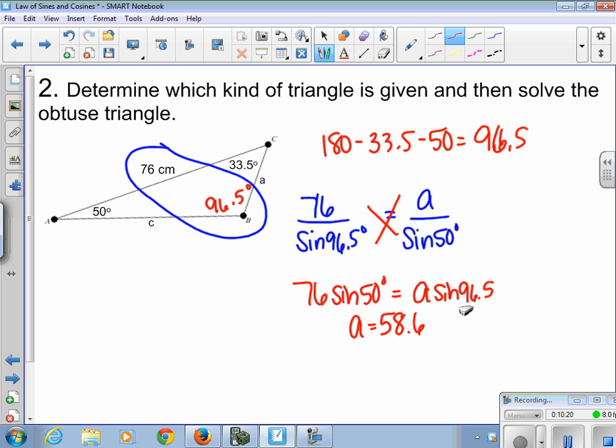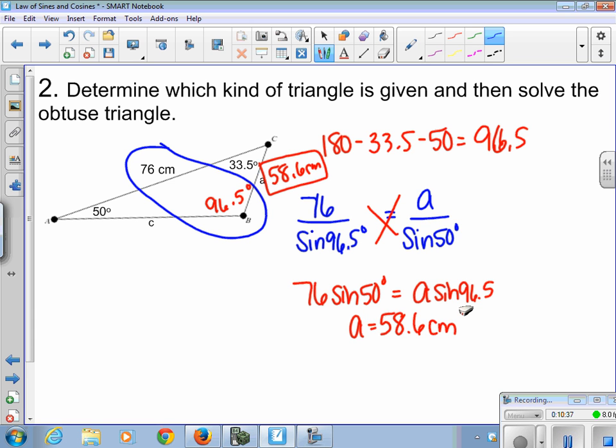58.6, and that's in what? Centimeters. So 58.6. One of your sides is a centimeter, so the other one has to be centimeters. Okay? Alright, so let's go ahead and find the other side.